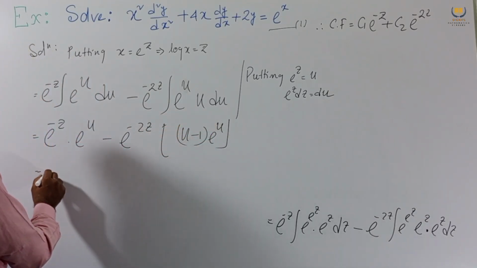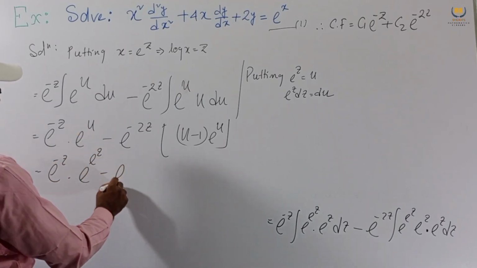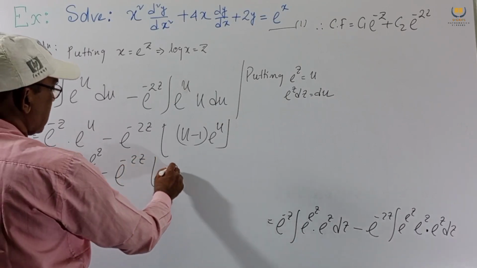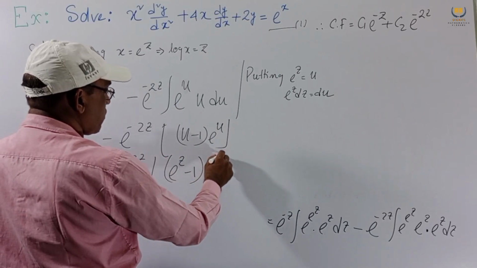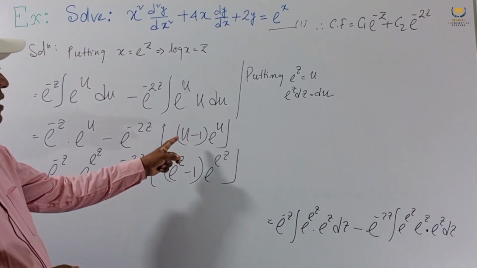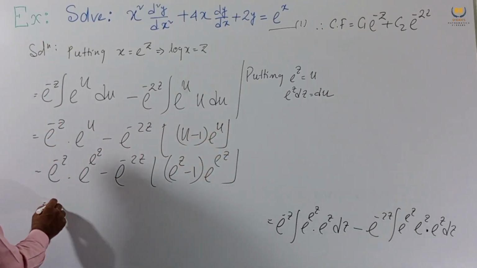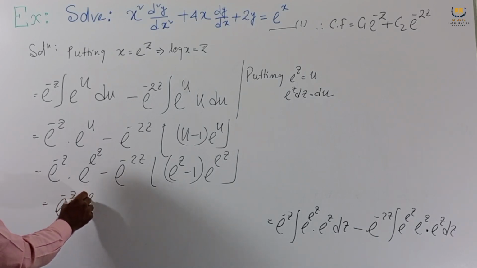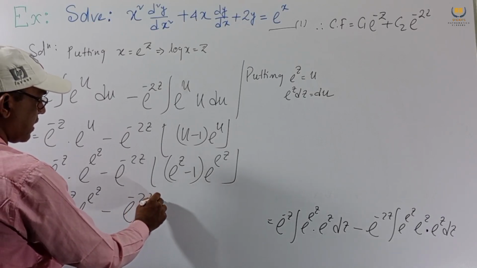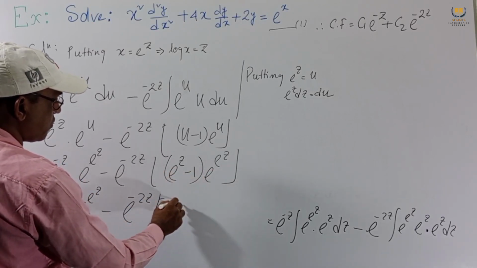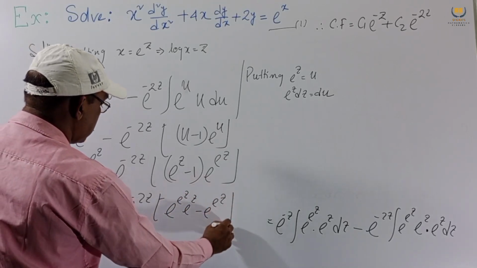Now putting the value of u: e^(−z) e^u, u means eᶻ, minus e^(−2z) times (eᶻ − 1) e to the power eᶻ. Just putting the value of u, u means eᶻ. Now this will be e^(−z) e to the power eᶻ, minus e^(−2z) and if we multiply this, eᶻ eᶻ minus eᶻ. We get this.